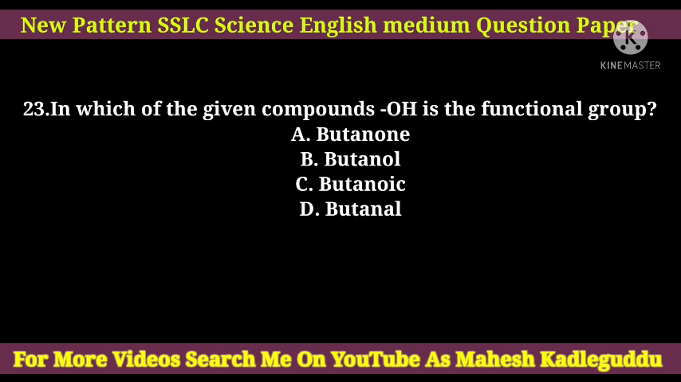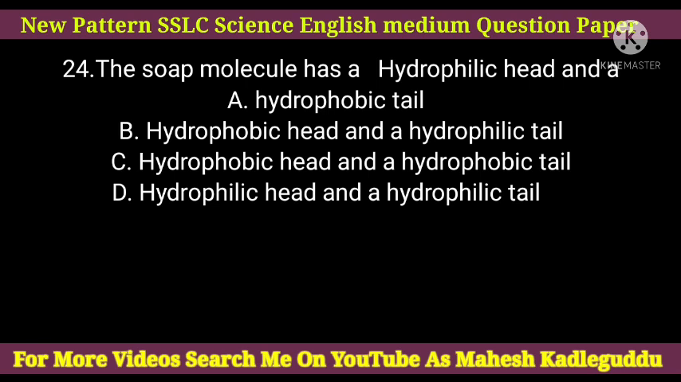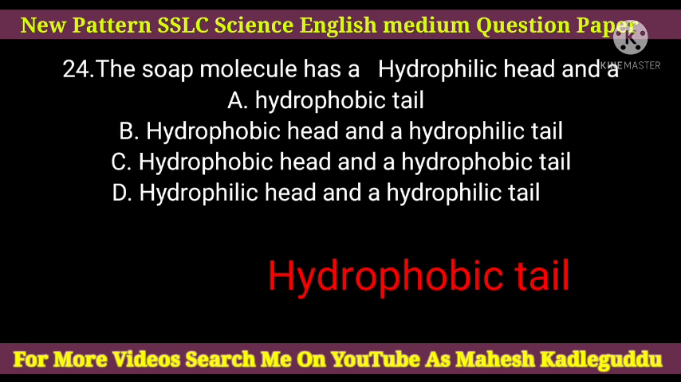23rd question. In which of the given compounds OH is the functional group? Butanone, butanol, butanoic acid, butanal. So among these, OH is the functional group of butanol. Next question. The soap molecule has a hydrophilic head and a dash. Options: hydrophobic tail, hydrophobic head and a hydrophilic tail, hydrophobic head and a hydrophobic tail, hydrophilic head and a hydrophilic tail. The soap molecule has a hydrophilic head and a hydrophobic tail. Hydrophobic tail is the right answer.